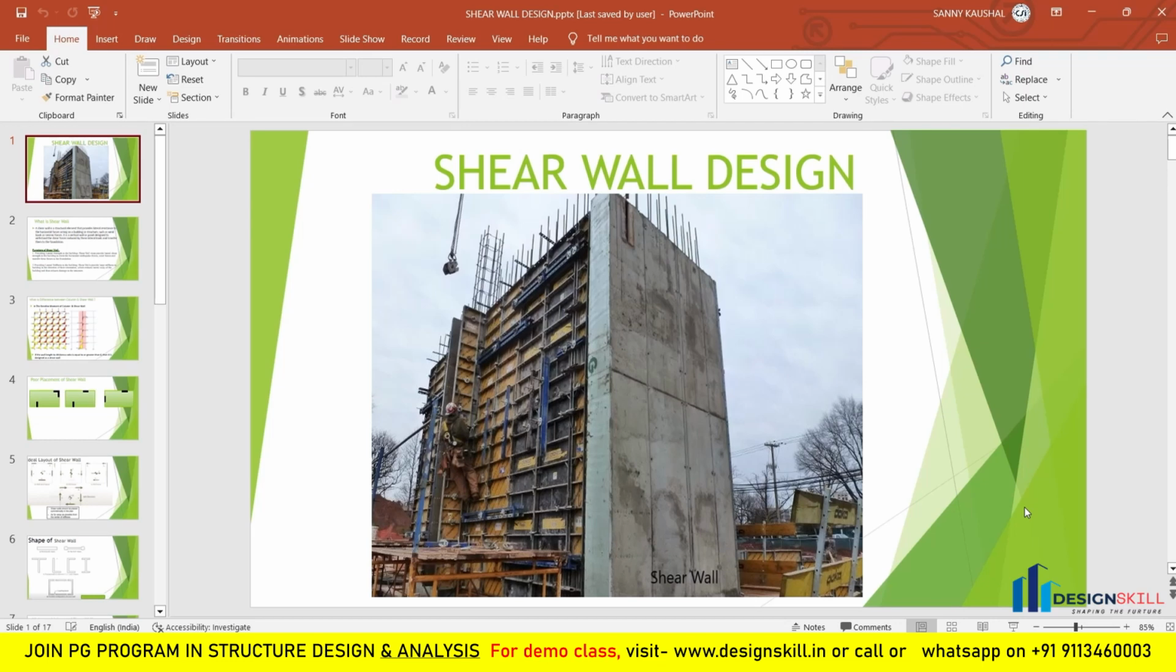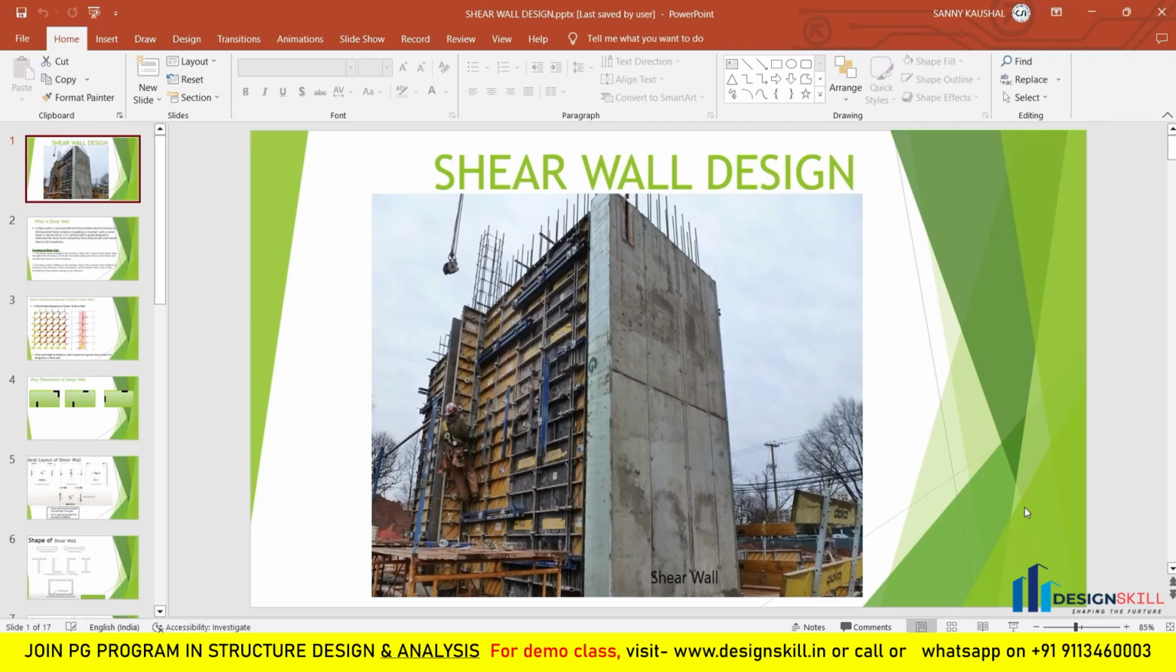Basically in this lecture we are going to learn what the definition of the shear wall is, and how we can design the shear wall in ETABS. Also we are going to look at the different types of shear wall we have. Also we will see what the difference is between a shear wall and the columns.